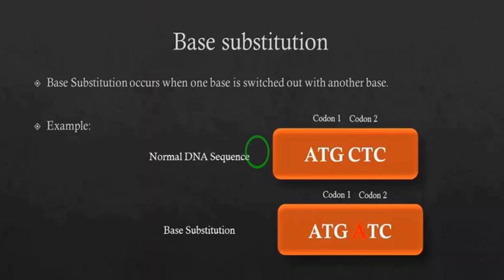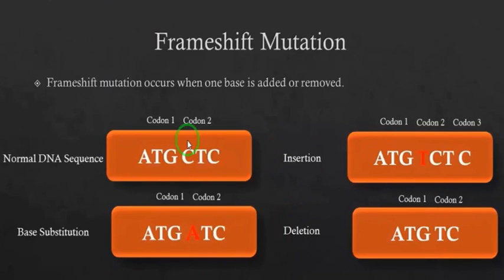Frameshift mutation occurs when one base is added or removed. Say here ATG, CTC. In between these two, one base is inserted, one base is added. So this is known as insertion. One base is added. Here, deletion: ATG, TC. That C is removed. So this is deletion. Frameshift mutation occurs when one base is added or removed. These are the 2 types, insertion and deletion.